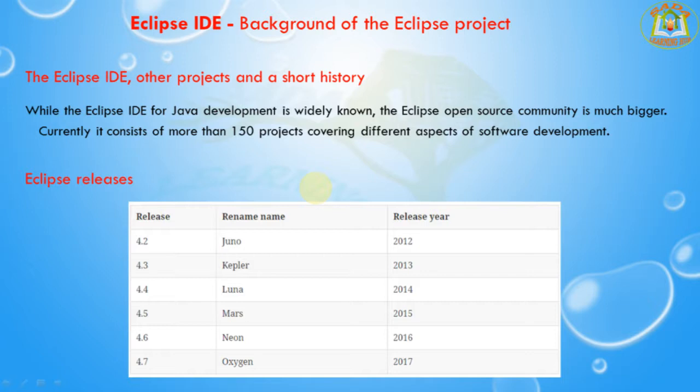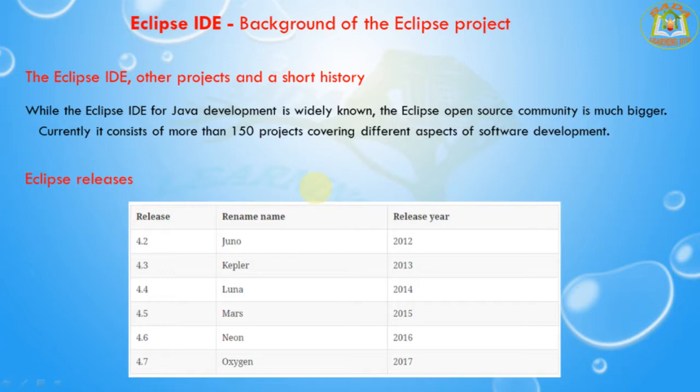The roots of Eclipse go back to 2001. The initial code base was provided by IBM. In November 2001, a consortium was formed to support the development of Eclipse as open source software. This consortium was controlled by IBM.